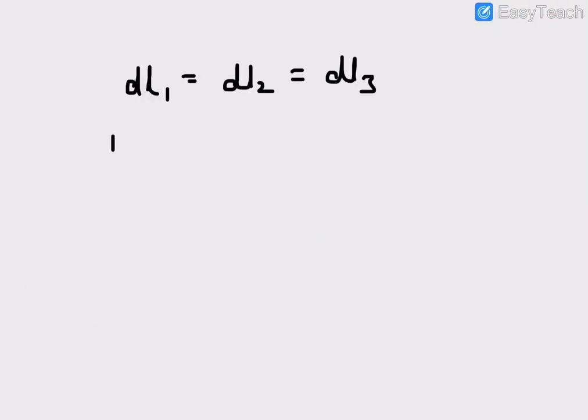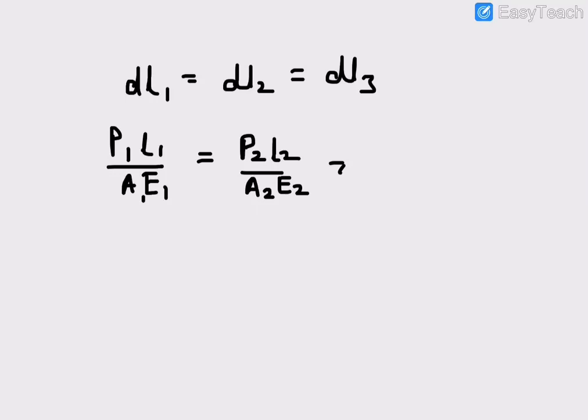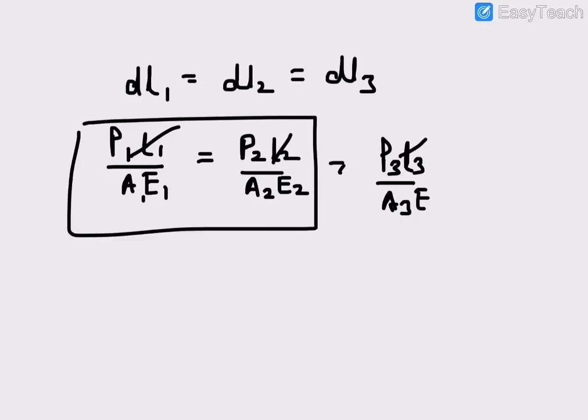Then we apply dl equal to PL upon AE, that is P1 L1 upon A1 E1, equal to P2 L2 upon A2 E2, equal to P3 L3 upon A3 E3. Now, as the original length is the same, L1, L2 and L3 get cancelled. Now we can calculate the value of P2 by comparing these two equations. So we can write P2 in terms of P1: P2 equals P1 A2 E2 upon A1 E1.